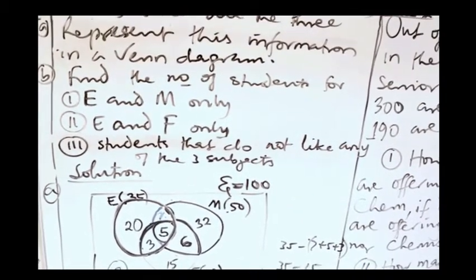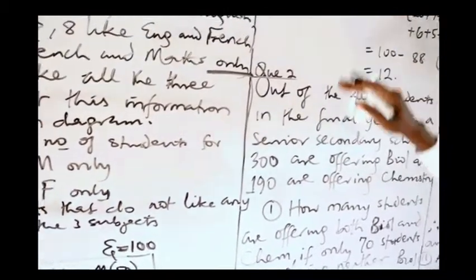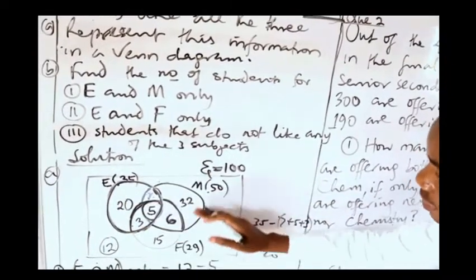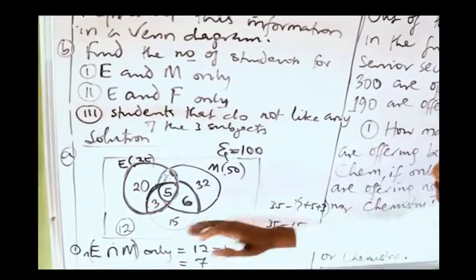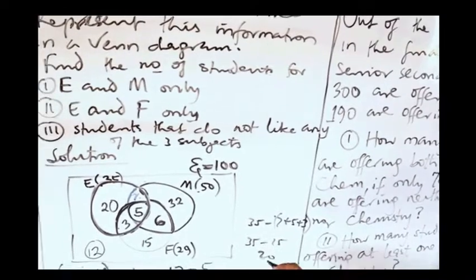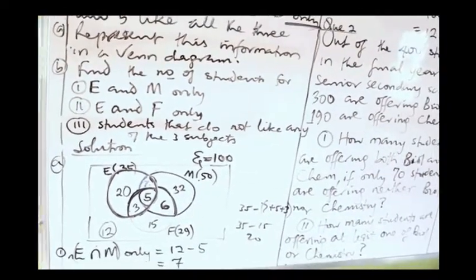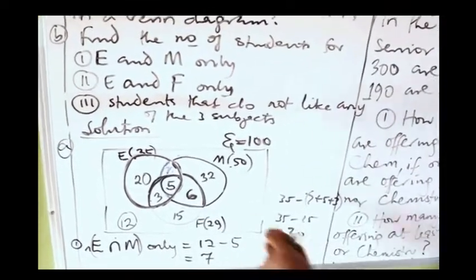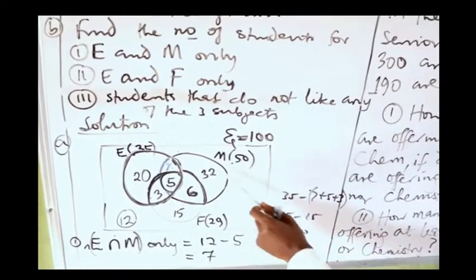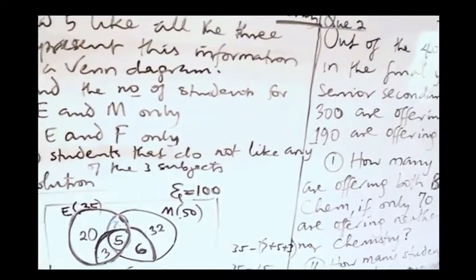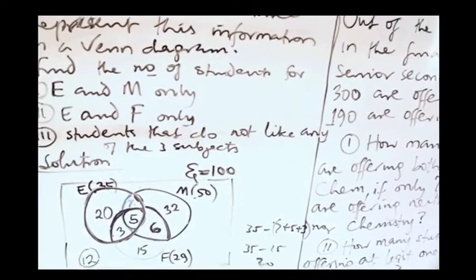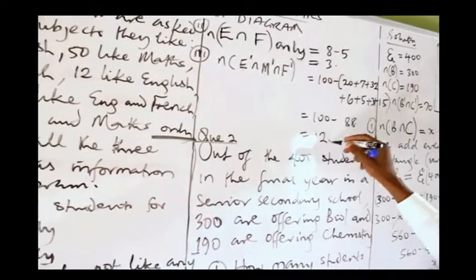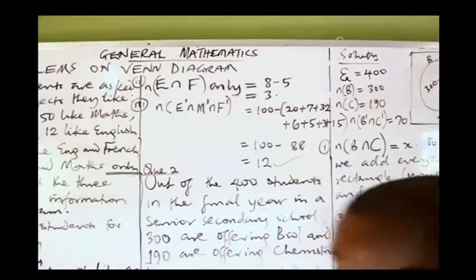And that would be the addition of all the people here minus the universal set. Why? Because these represent the people that are outside. If they don't like any of the 3 subsets, that means they cannot be inside any of the circles. That means they will be outside. So, to get the number of students that are outside, what do you do? You add all the numbers inside the circles together and subtract it from the universal set. And that will give you the number of people that do not like any of the 3 subjects, the way I've done it on the board. And that gives us 12. That was how we got this 12.